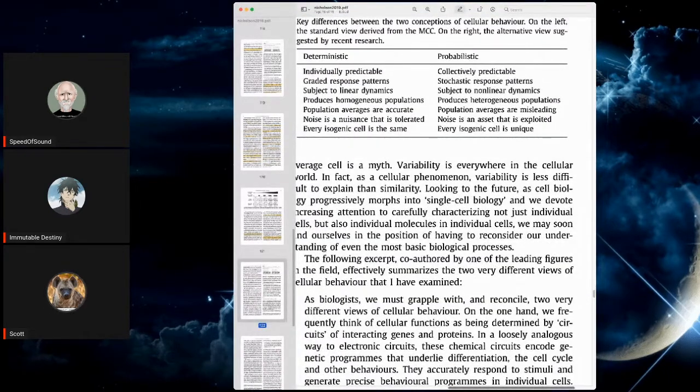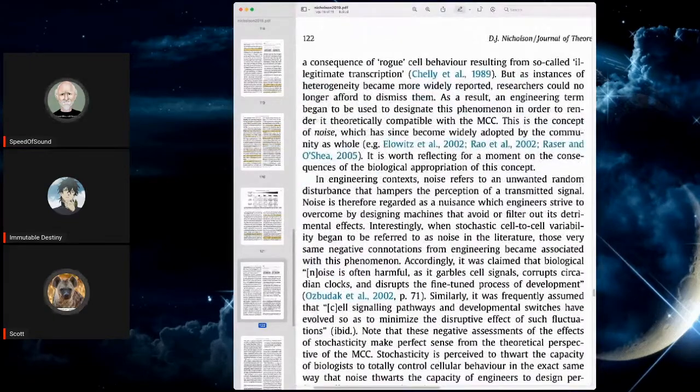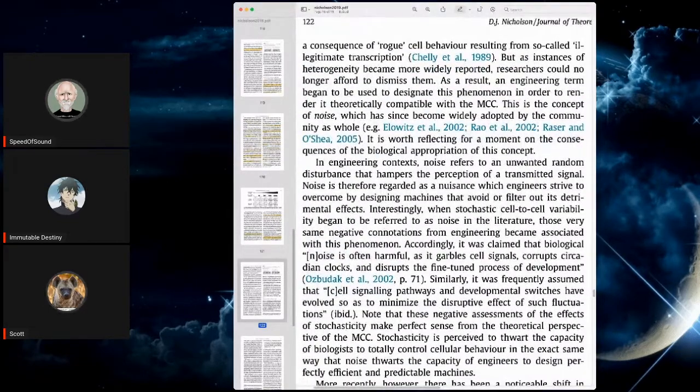as key difference as average cell. Hang on a second. Okay, here we go. As a consequence of rogue cell behavior resulting from so-called illegitimate transcription. But as instances of heterogeneity became more widely reported, researchers could no longer afford to dismiss them. As a result, an engineering term began to be used to designate this phenomenon in order to render it theoretically compatible with MCC.